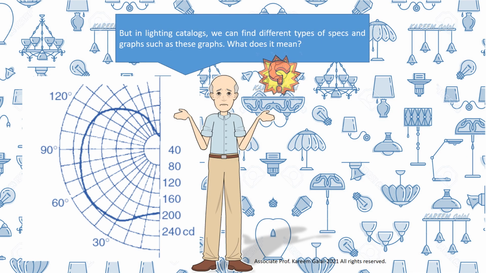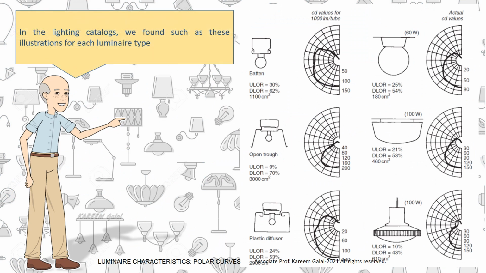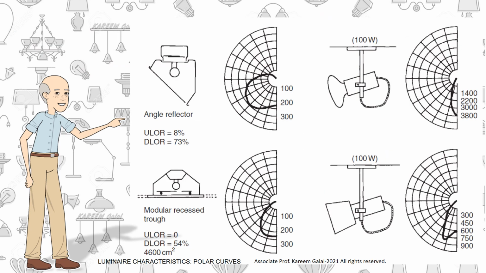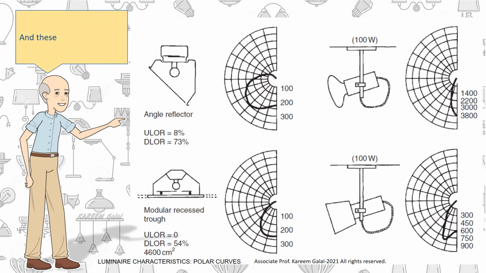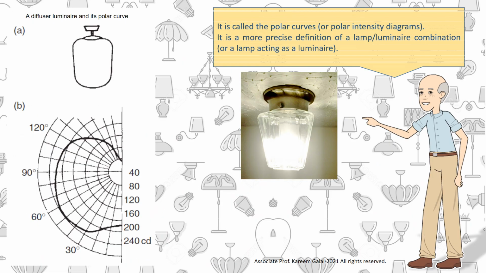But in lighting catalogs, we can find different types of specs and graphs such as these graphs. What does it mean? In the lighting catalogs, we find such illustrations for each luminaire type. And these. It is called the polar curves, or polar intensity diagrams. It is a more precise definition of a lamp/luminaire combination, or a lamp acting as a luminaire.